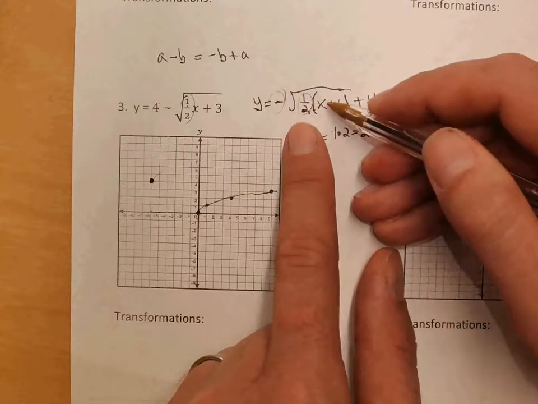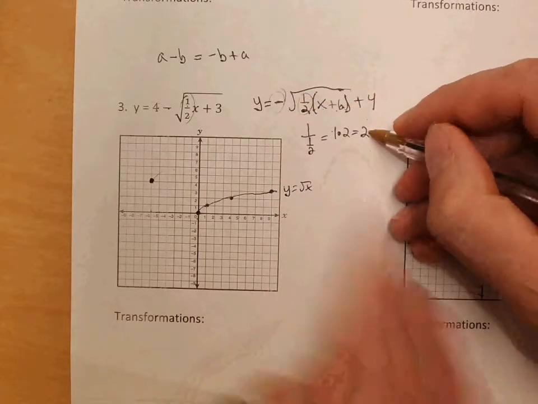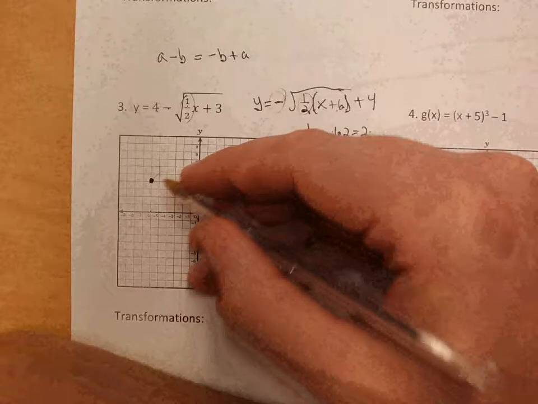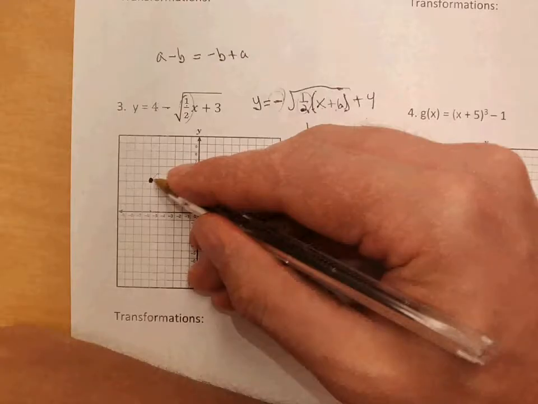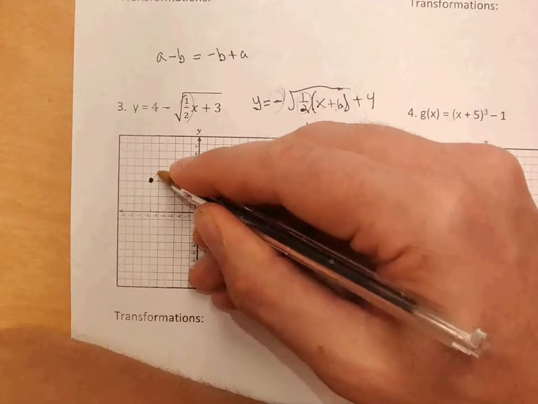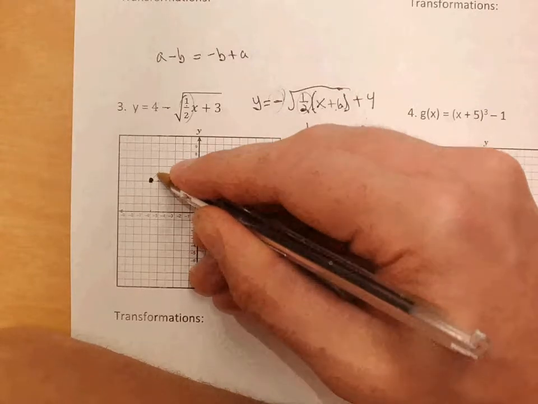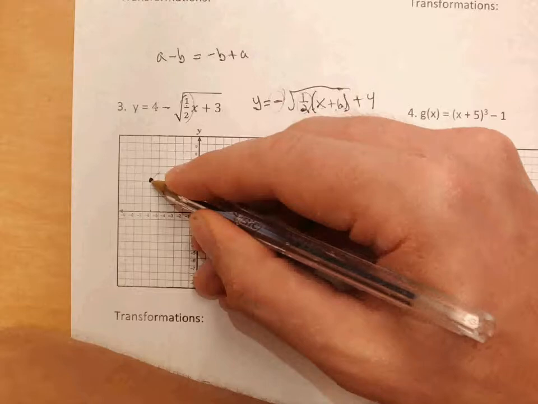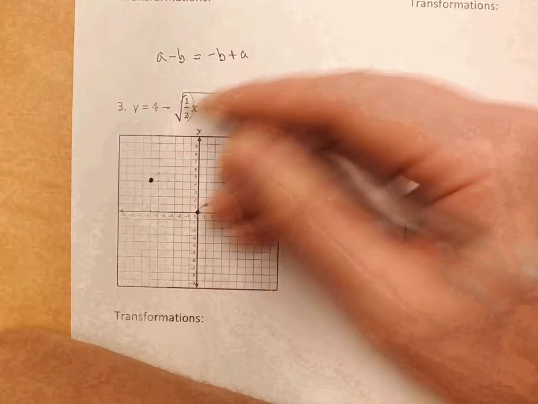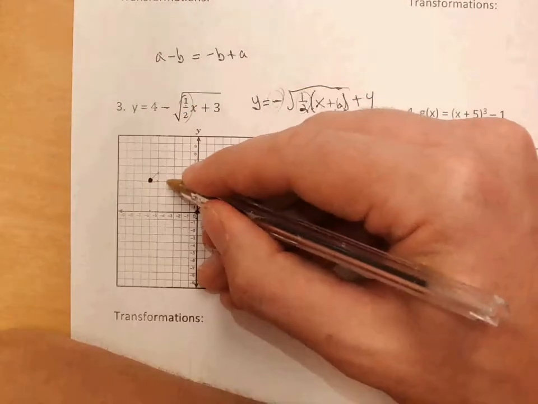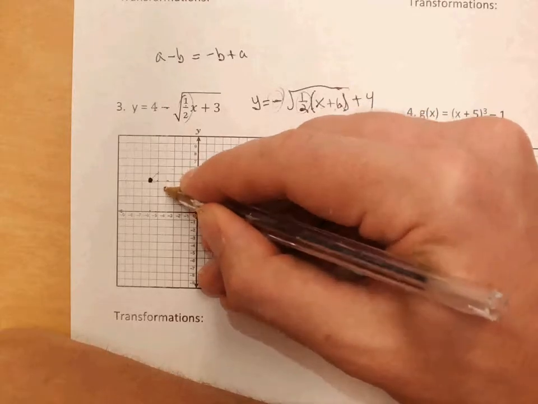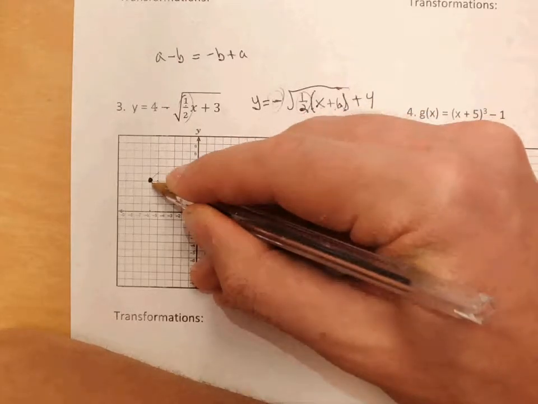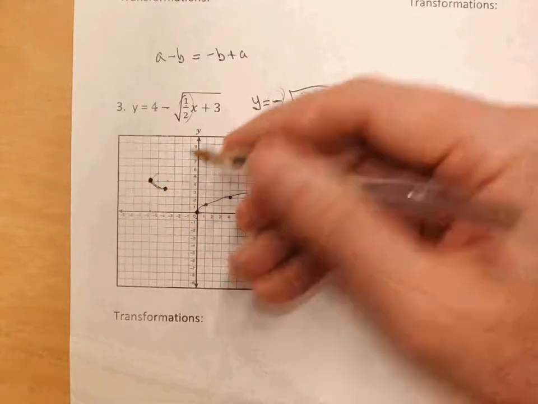Because this is less than 1, the horizontal values will be stretched by a factor of 2. So normally when x is 1, y would be 1, because the square root of 1 is 1. However, the x value got stretched by a factor of 2, and the y value got reflected over the x-axis, and so we end up with this horizontal stretch.